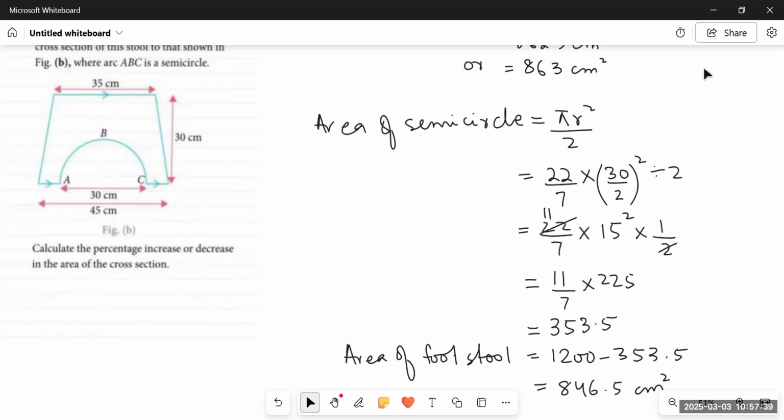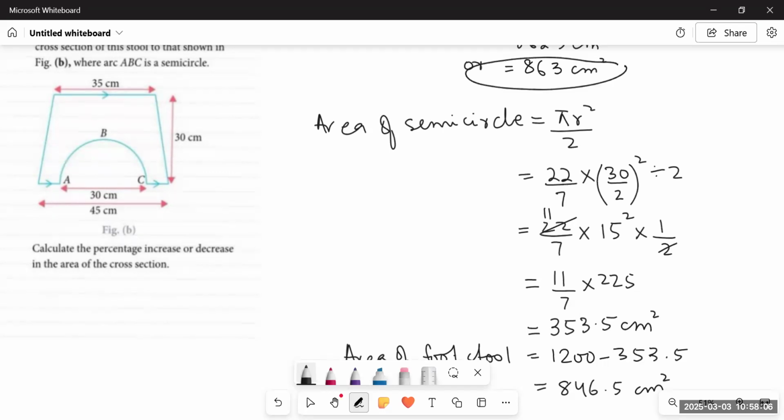So it's 353.5 centimeters squares, students. So the area of the stool, in both the cases, we have to find out the area of the stool, which is the cross section, right? So area of the stool, footstool would be 1200 less 353.5 centimeters, right? So it would be 846.5 centimeters square. Earlier, the area of the cross section was 863 centimeters square after rounding it up. And now the cross section area is 846.5, that is 847 after rounding it up. So it means there is a decrease.